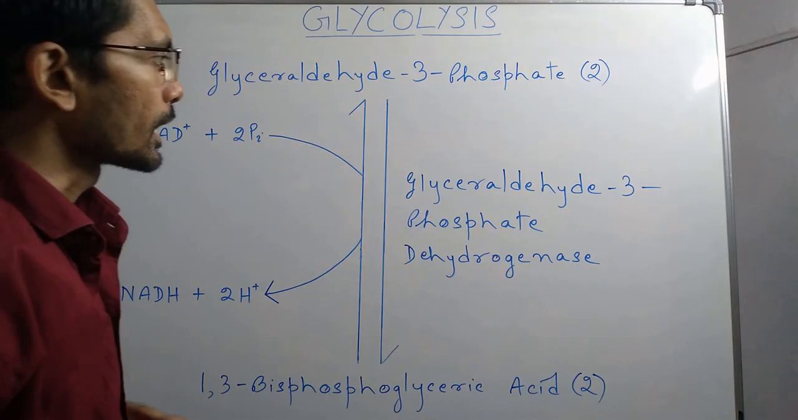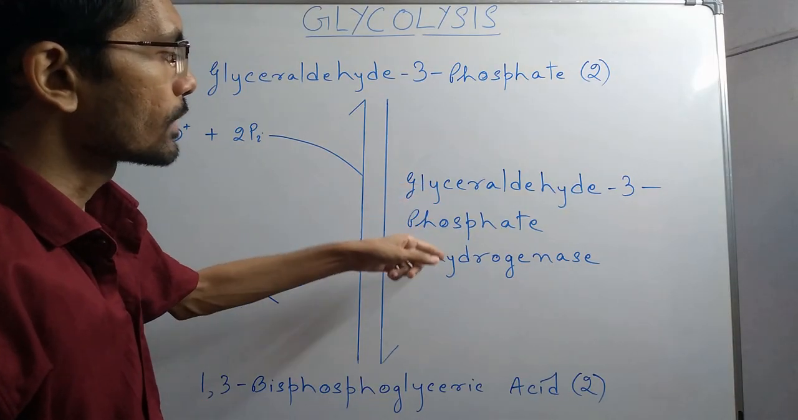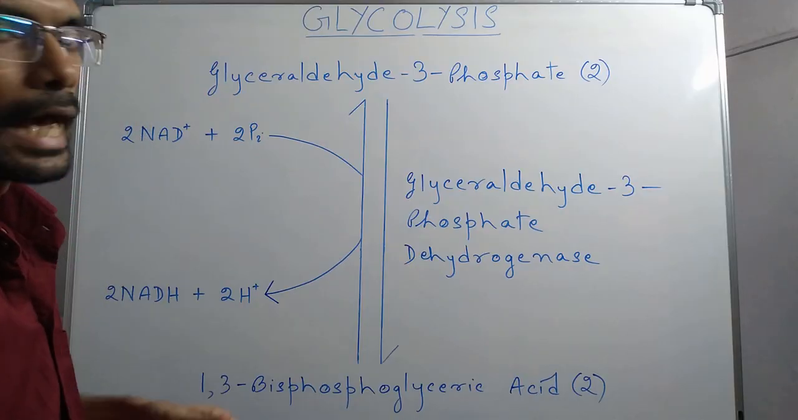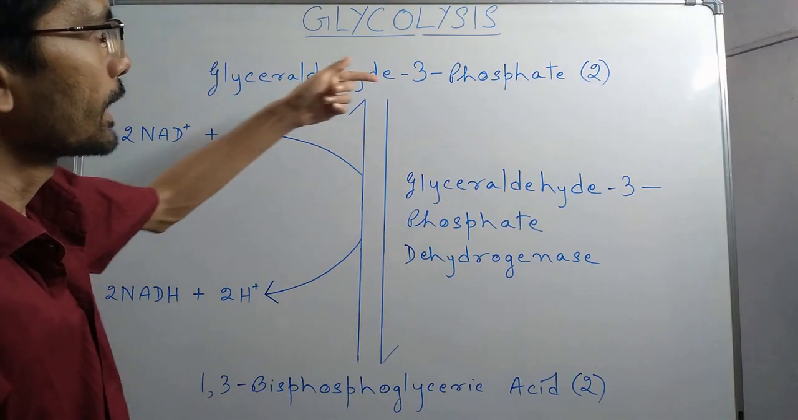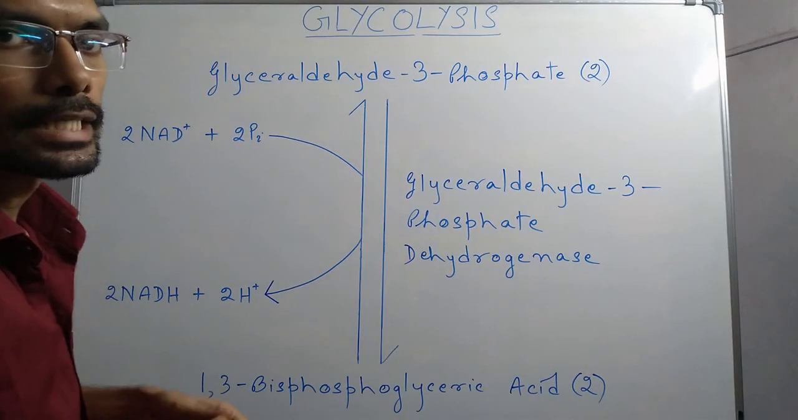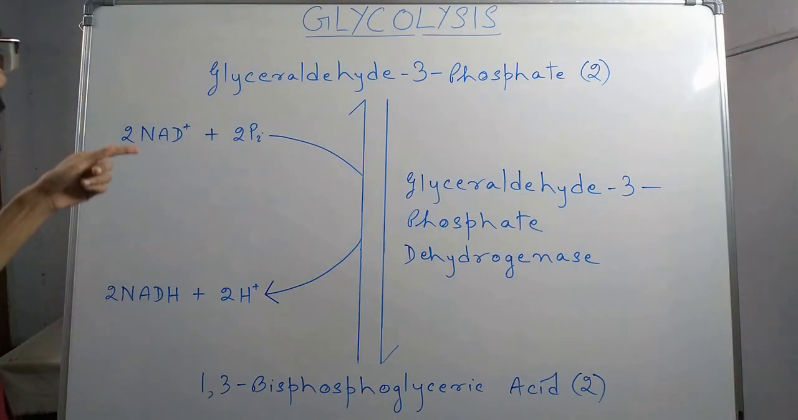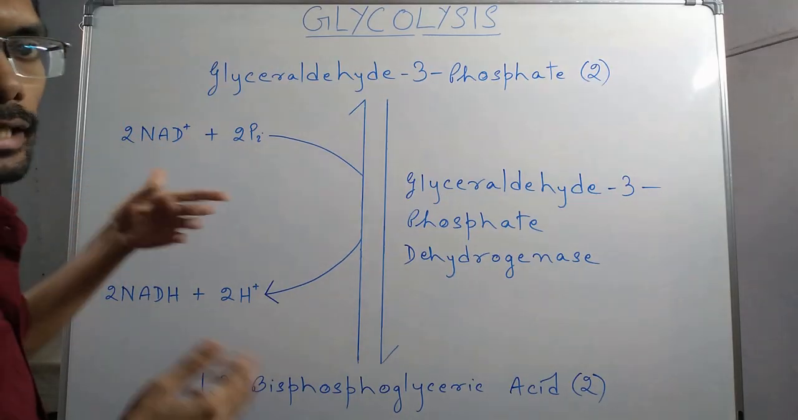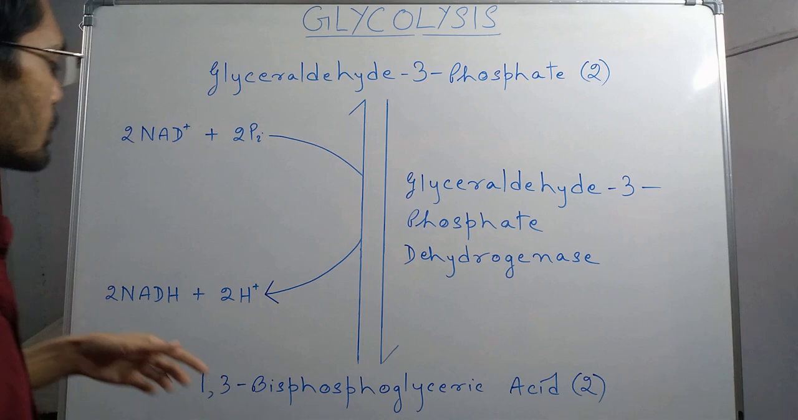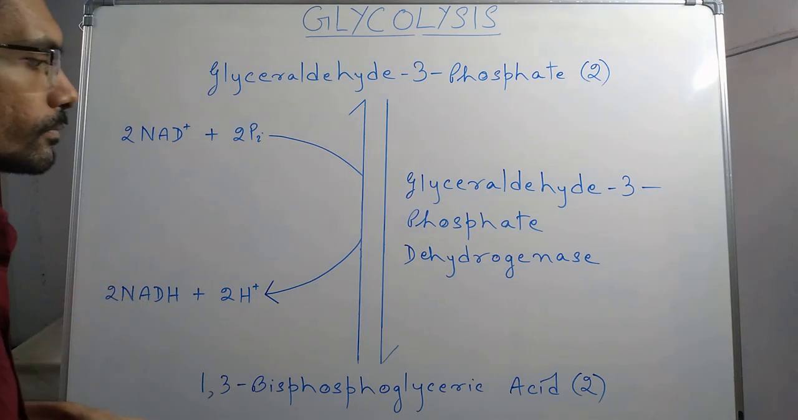Now the next key enzyme is glyceraldehyde 3-phosphate dehydrogenase. As the name suggests, it removes the hydride ion from glyceraldehyde 3-phosphate and adds it to an electron carrier called nicotinamide adenine dinucleotide or NAD+, present at its active site, and reduces it to NADH.